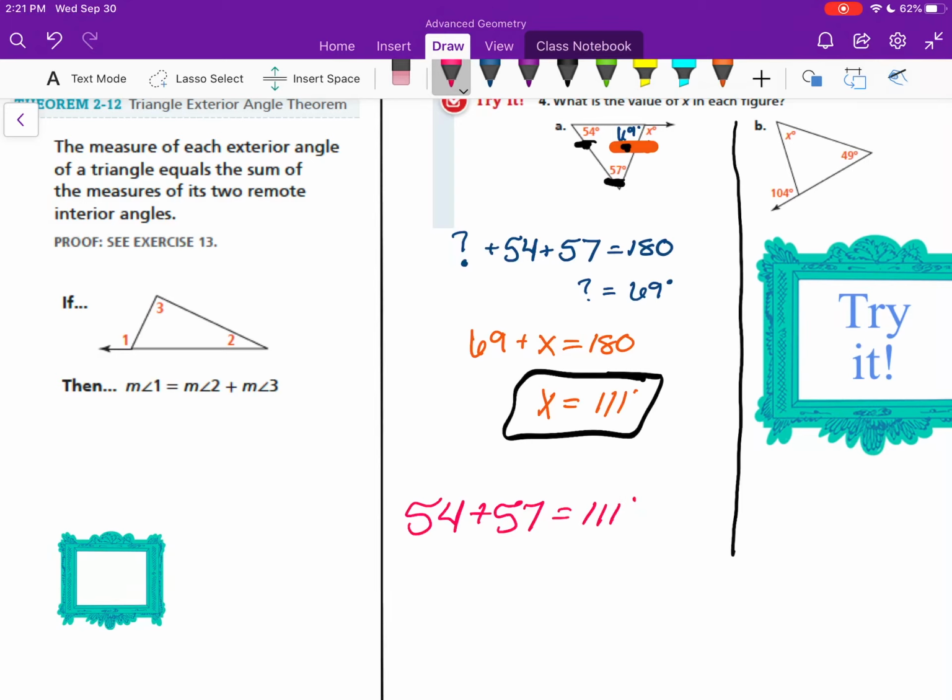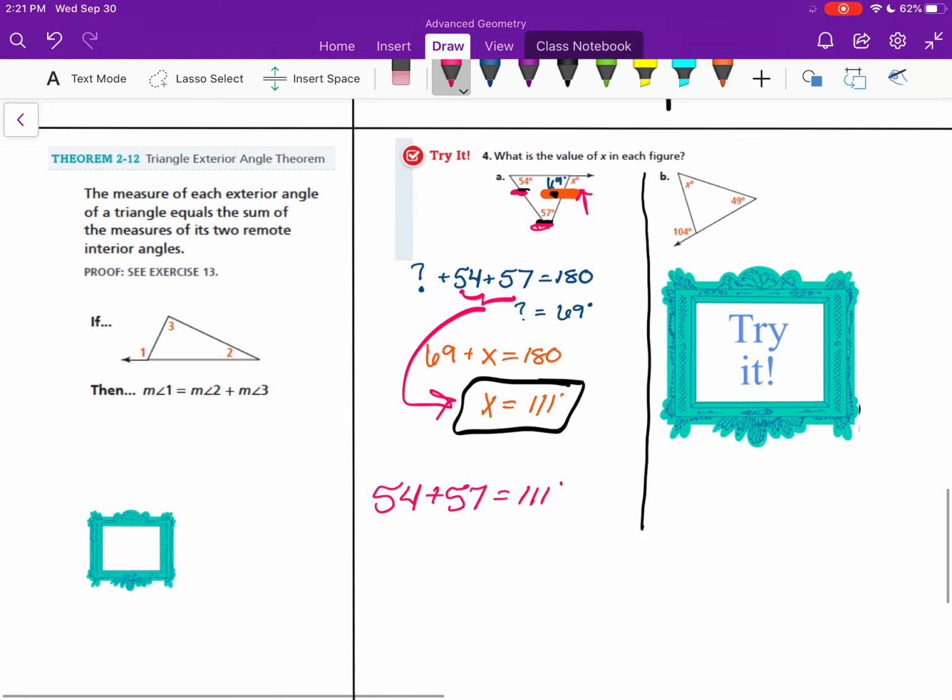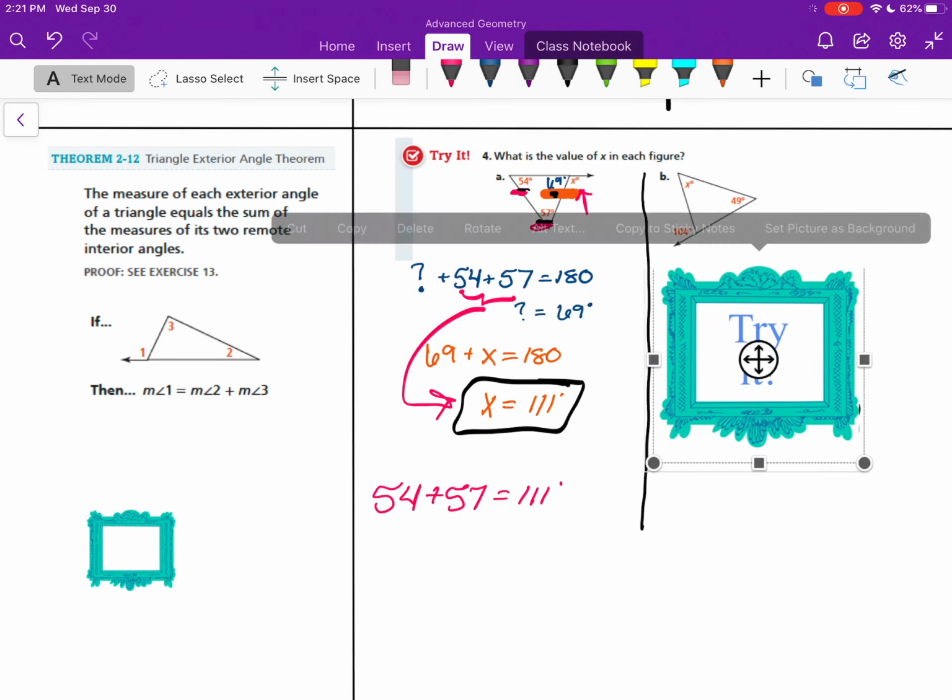So notice how if we add these 2 up, we got what that exterior angle was. And that's kind of a quick way you can do this moving forward: if you want to know this exterior angle, you can use its 2 remote interior angles and add those up to find it. So try part B, use either the method that we just did or the theorem that you just learned. Try it.